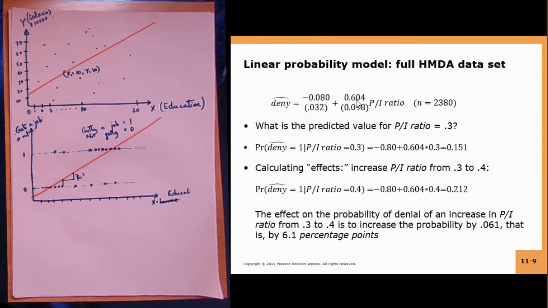That is not how you interpret it, because the probability of deny hat goes up by 0.604. So when your PI ratio is 0.3, what is the probability of deny hat? That is minus 0.080 plus 0.604 into 0.3, that is 0.151.